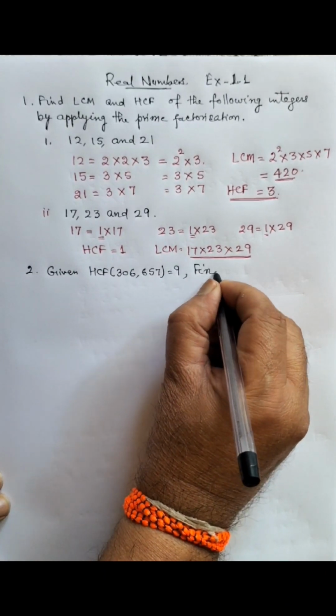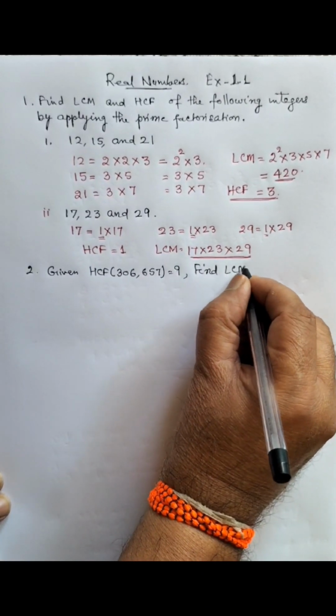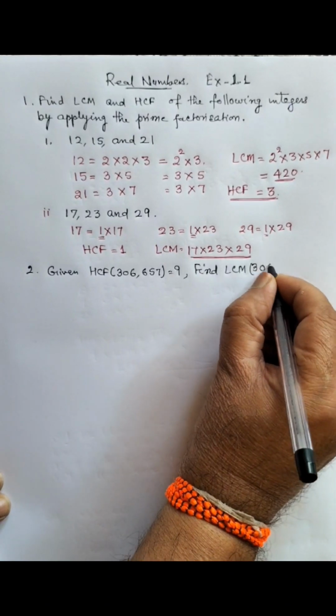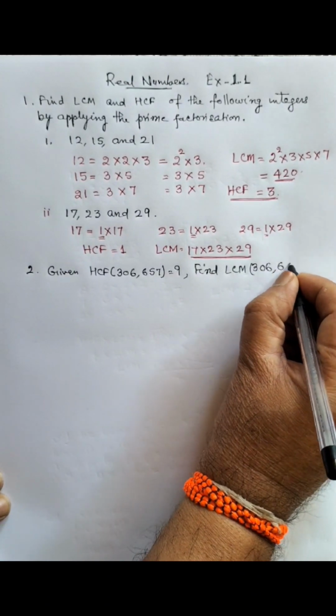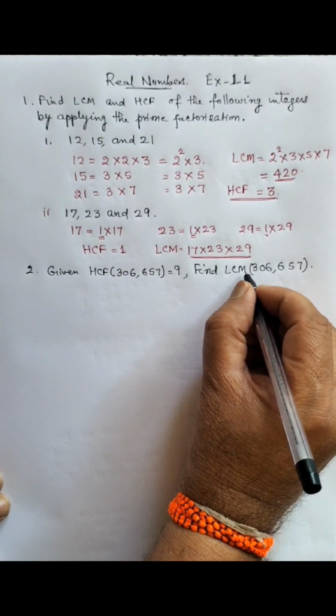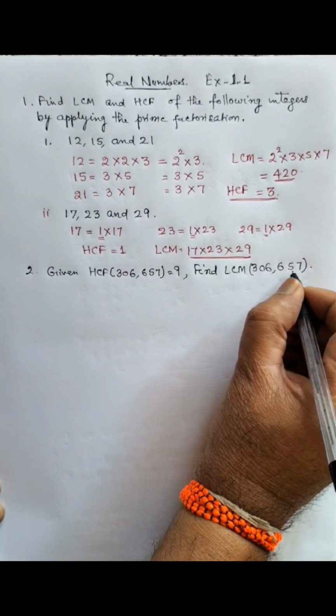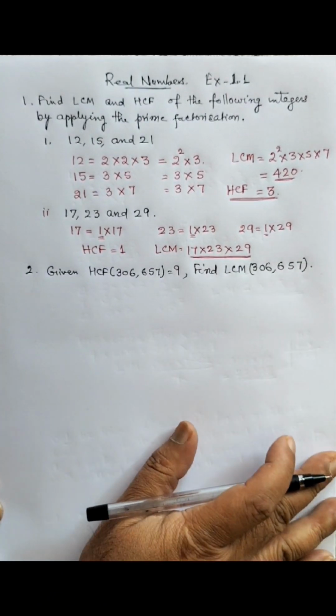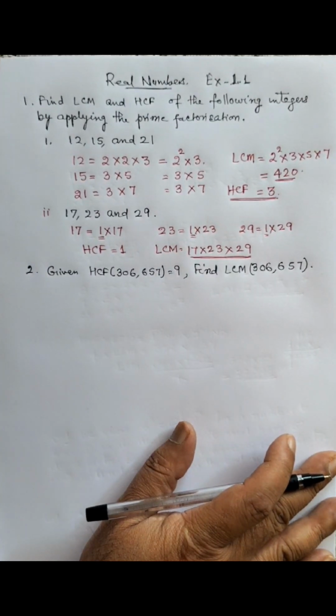Find LCM of 306 and 657. This is the question, that you have to find the LCM of these two numbers. HCF is given and we have to find out the LCM.